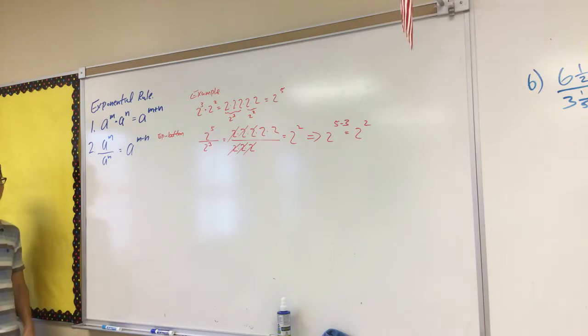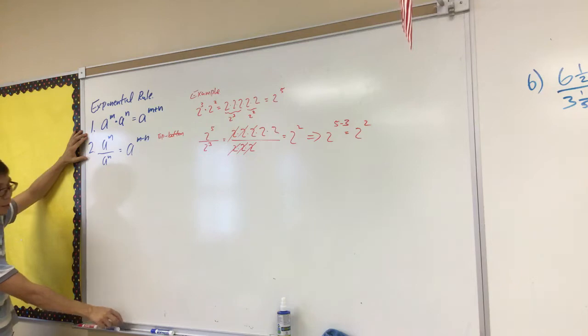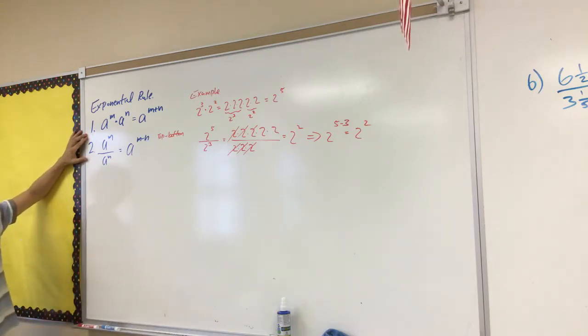Are we okay with the second rule? The first is called product rule, and this one is called quotient rule. We don't care about a name. The name is not very, very important.